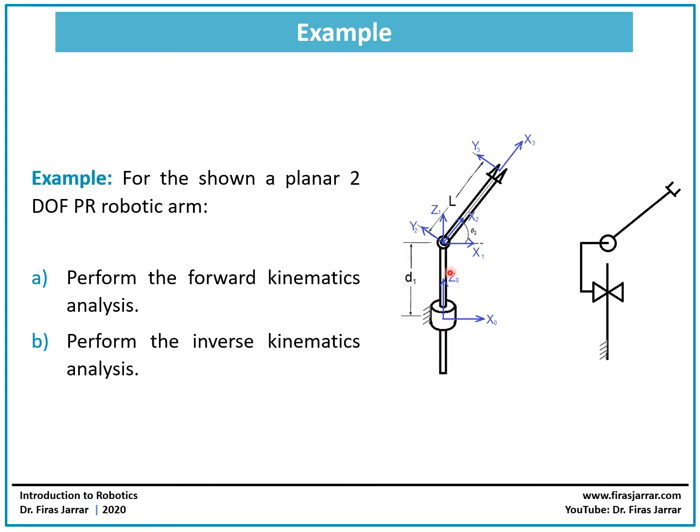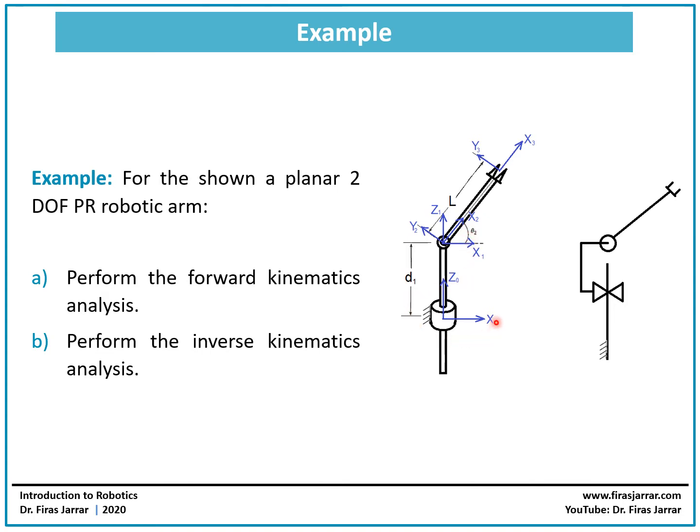A prismatic is this joint, so this link will be translating in the Z0 direction, and we have a revolute joint. This is where this link here, which has a length of L, will be rotating with an angle of theta 2.